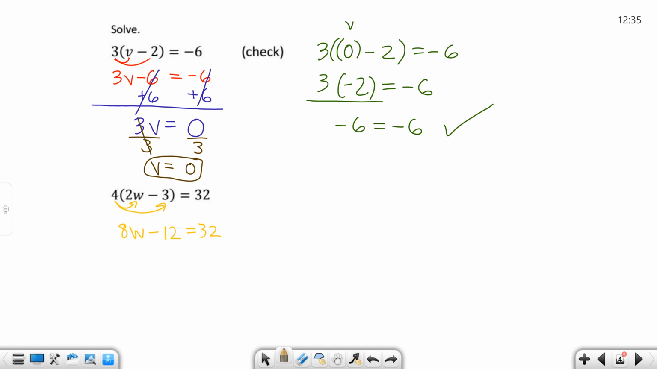That's a negative 12. Don't say move the 12, by the way. If I ask my students what to move and they say 12, I just stare at them, because there's not a 12 up here. There's a negative 12. How do I move the negative 12? I add 12 to both sides. That cancels, goes to 0. 8w equals what? 44. 8w equals 44. 32 plus 12 is 44.